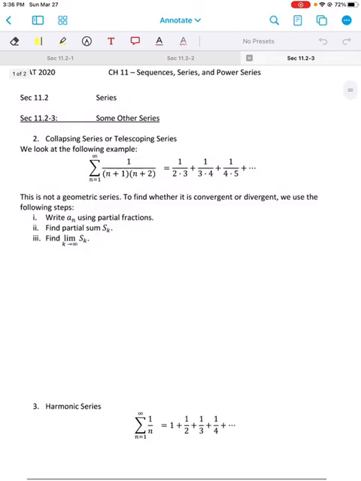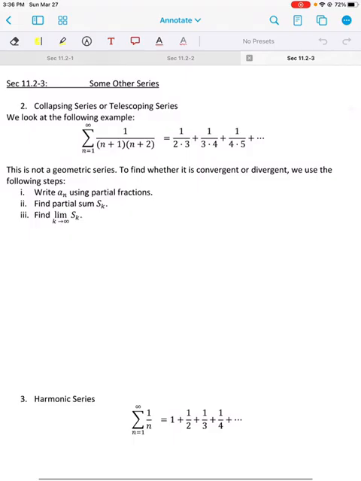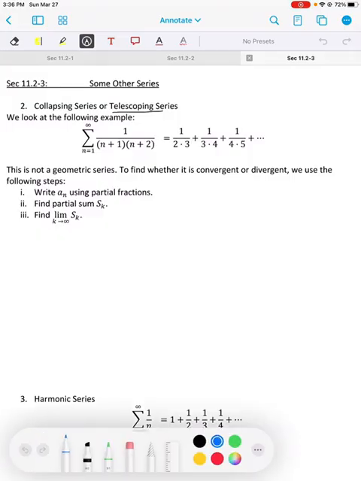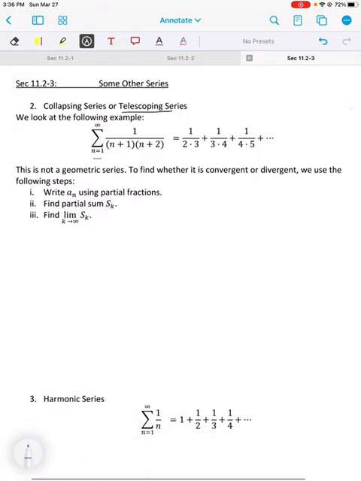So we are looking at different types of series. In the previous two videos, we discussed geometric series. The next one we are going to look at is called collapsing series, or sometimes in some books they call it telescoping series. Actually, in our book, the name telescoping series has been used. And we start by looking at this example below.